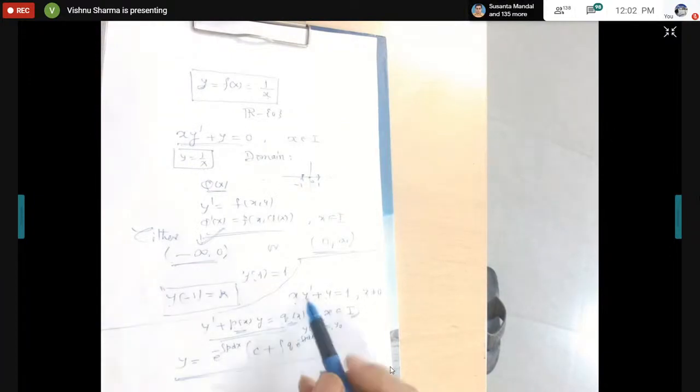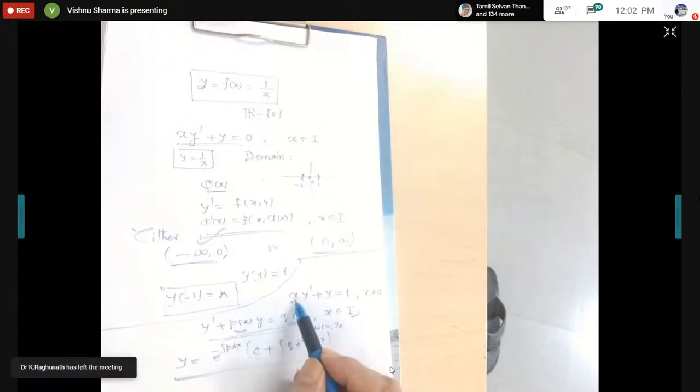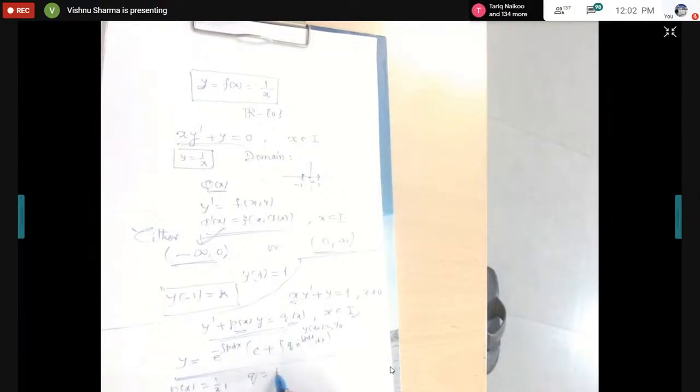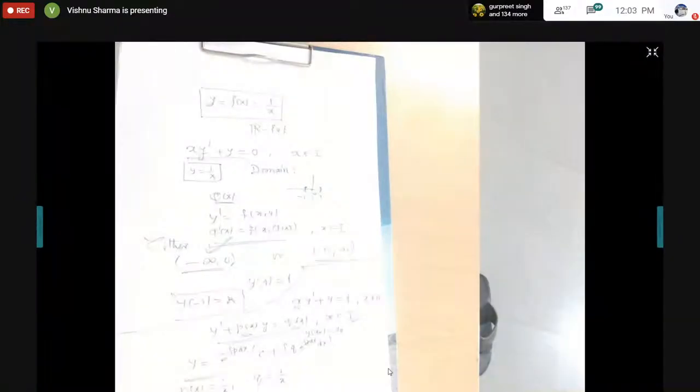Now what happens when this is multiplied by, say, x? What is P in this particular example? Here P is 1 by x, and Q is also 1 by x. At x equal to 0, that is the point of discontinuity for P of x and Q of x. So what can be said about the solution? This is my question.